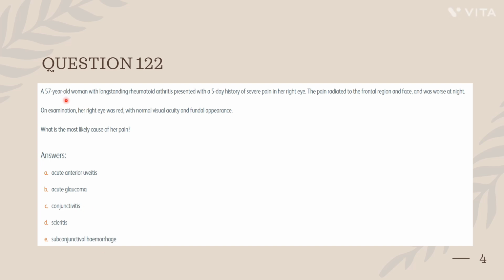Next question, a 57-year-old woman with long-standing rheumatoid arthritis presented with a 5-day history of severe pain in her right eye. So it is rheumatoid arthritis and eye pain. Rheumatological conditions can have eye manifestations like uveitis in some, scleritis, episcleritis, but here there is pain also. So you have to think of any of these.